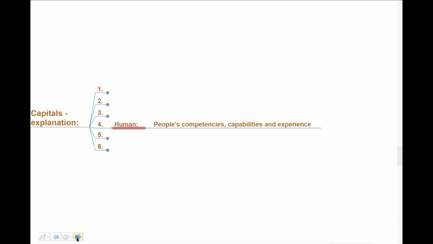Okay, now we're not so much talking about the intellectual side, we're talking about skills. We're talking about the competencies of HR, the people that we employ. Every business is heavily dependent upon its human capital. So we're talking about competencies, capabilities, and indeed experience.